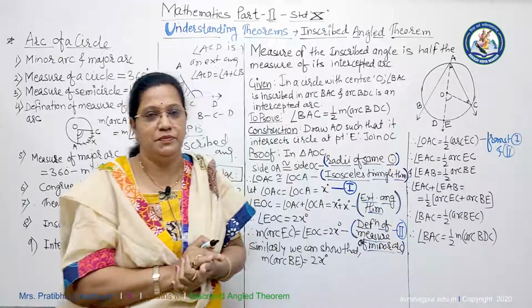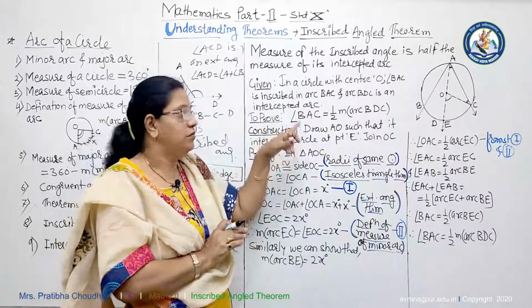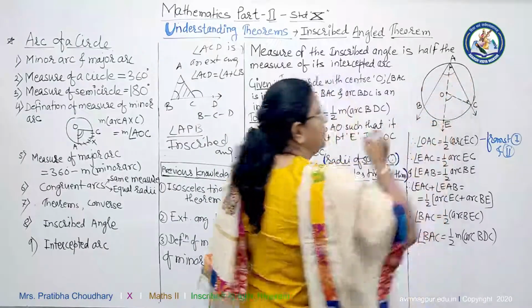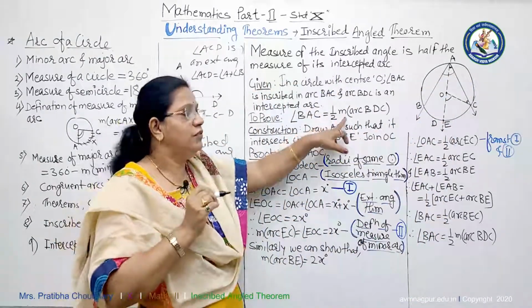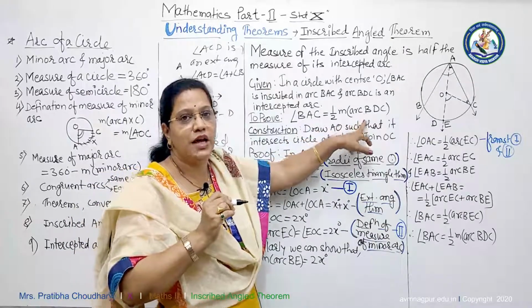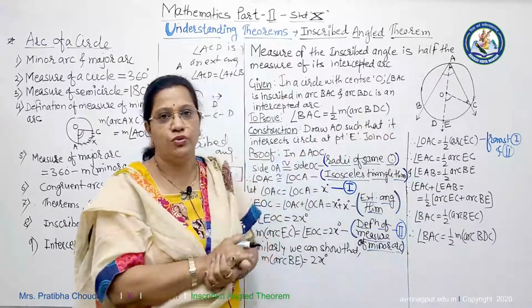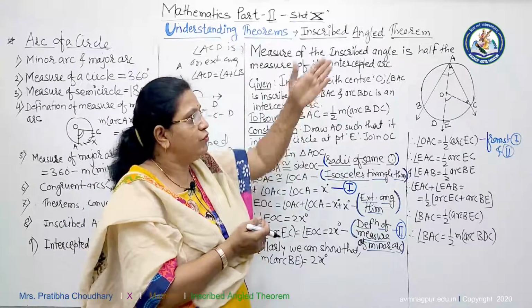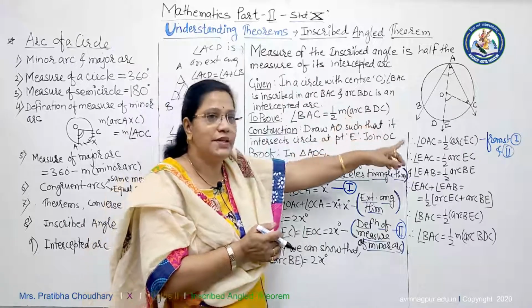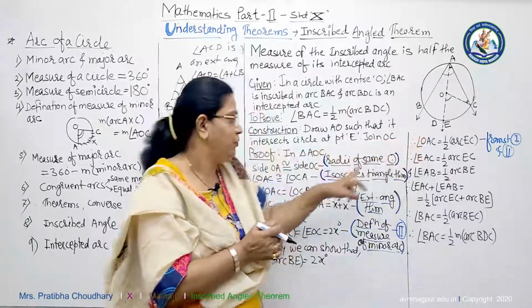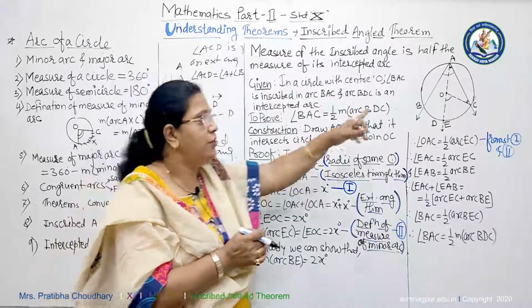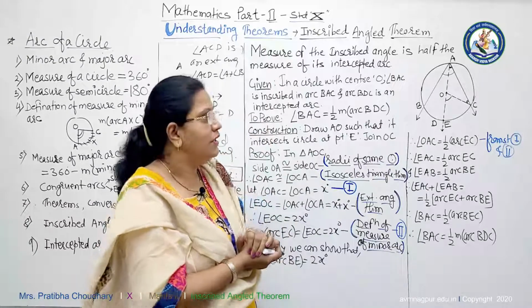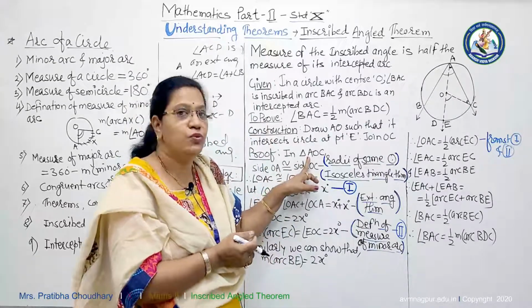This is the given part. What we need to prove? The measure of angle BAC is half of the measure of the intercepted arc, that is arc BDC. This we are going to prove. And for doing this, we have to do some construction. We have to draw AO such that it will intersect the circle at point E. I have written this in the construction, and join OC. After joining OA and OC, we get a small triangle AOC.